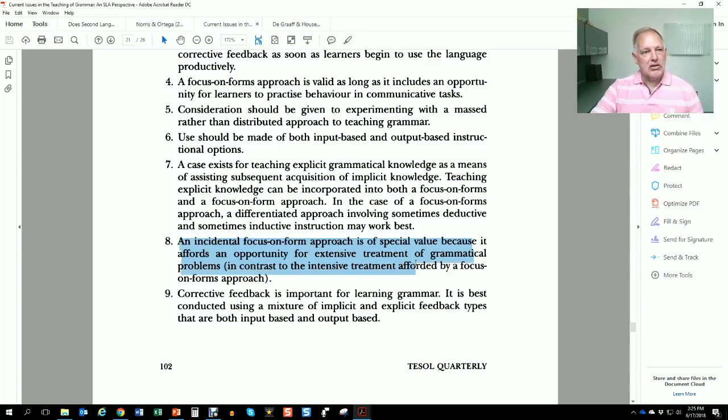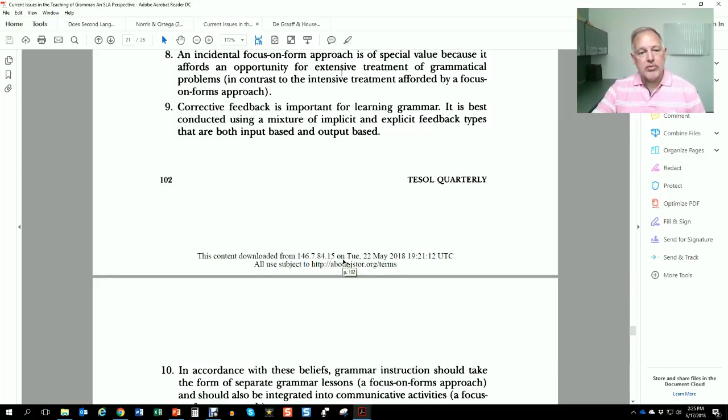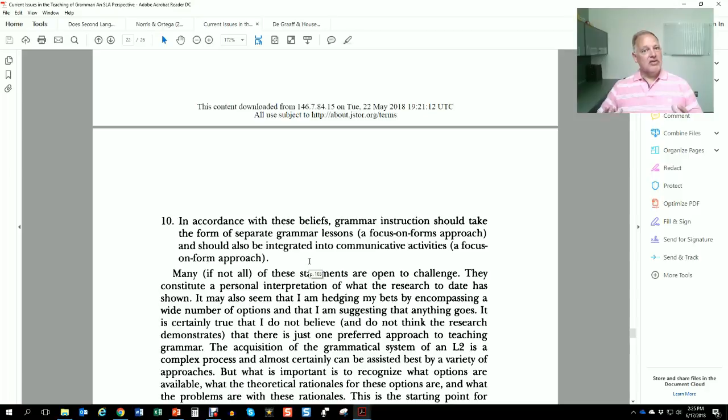Okay, an incidental focus on form approach is of special value. So again, remember Michael Long, focus on form, right? Because it affords an opportunity for extensive treatment of grammatical problems, right? And then corrective feedback is important for learning grammar. It is best conducted using a mixture of implicit and explicit feedback types. I didn't talk a lot about corrective feedback, but they are listed on the previous slide. So this is kind of his conclusion.